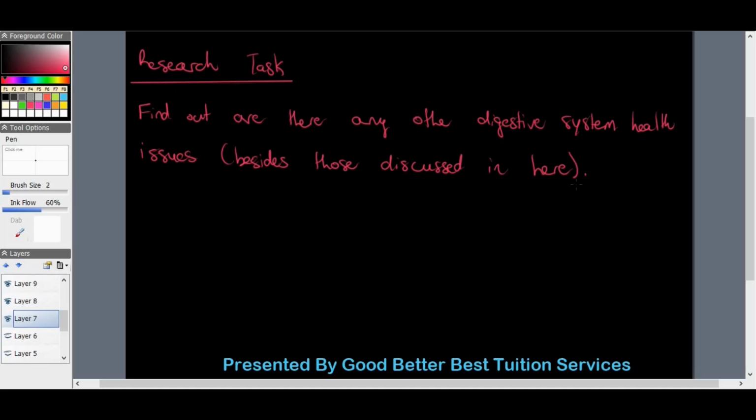I know we mentioned anorexia, so that's one you could research. What is it, if you don't know what anorexia is? Maybe there's something else that attacks the liver, or perhaps the gallbladder, or something else. This is your research task for next week.